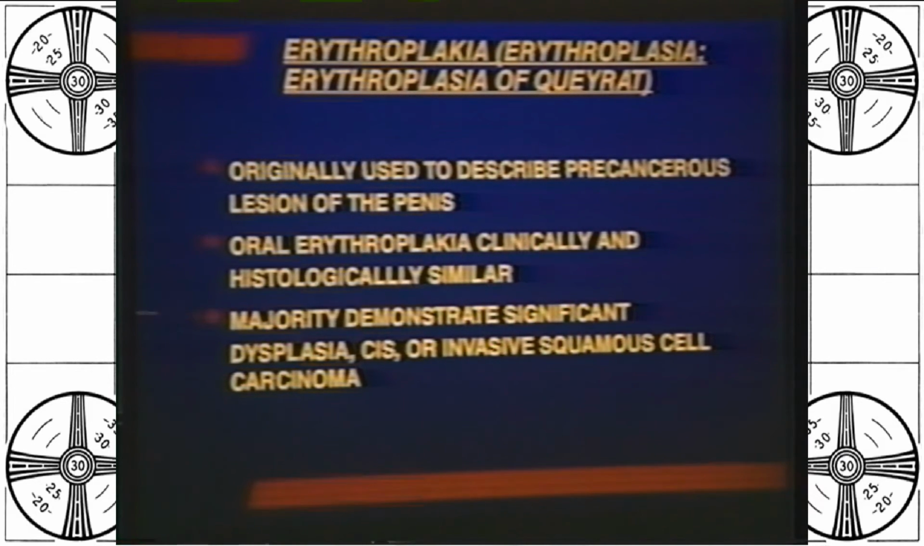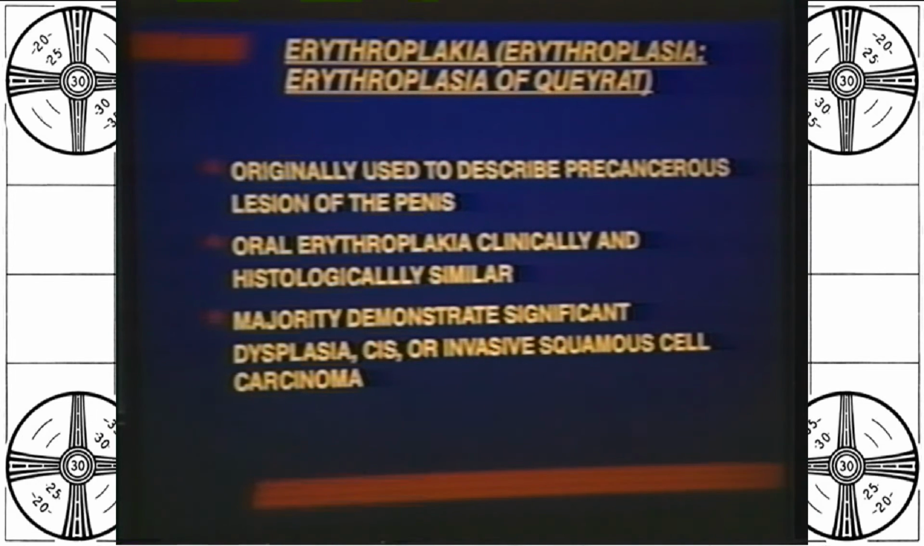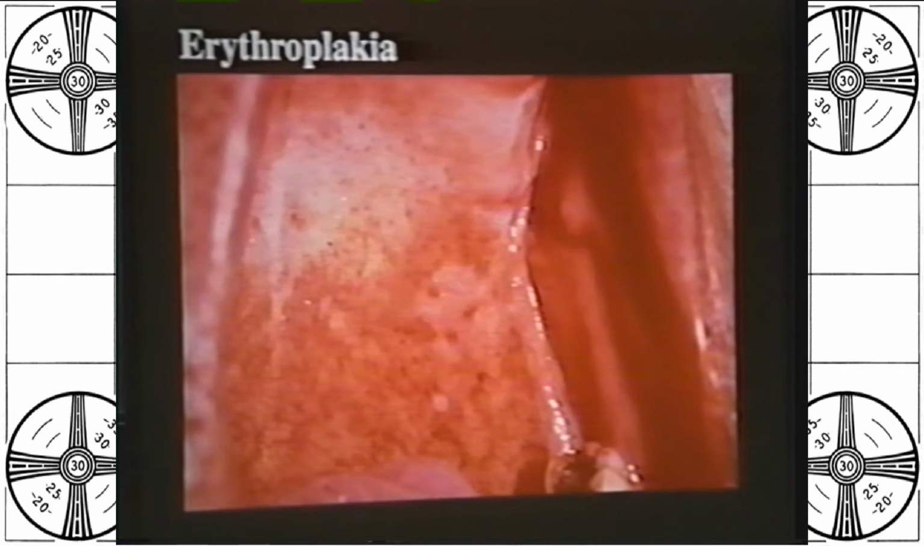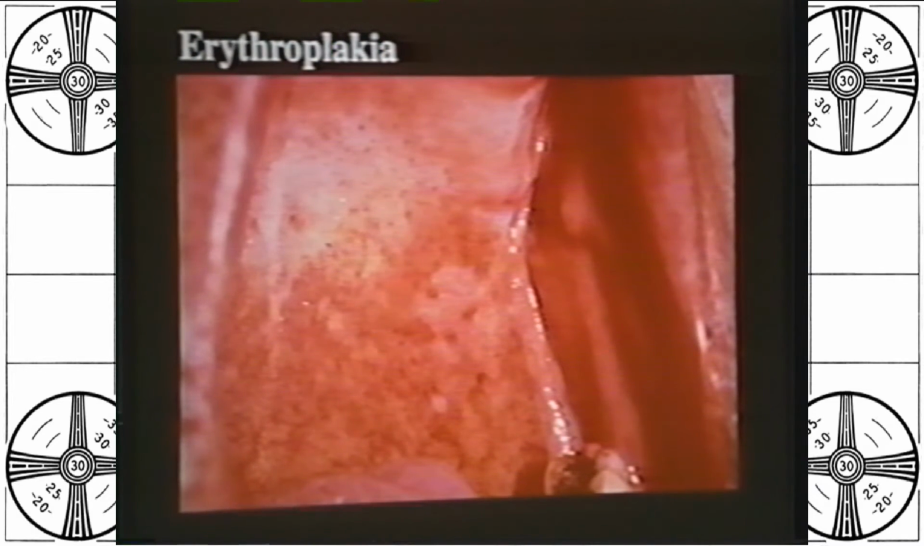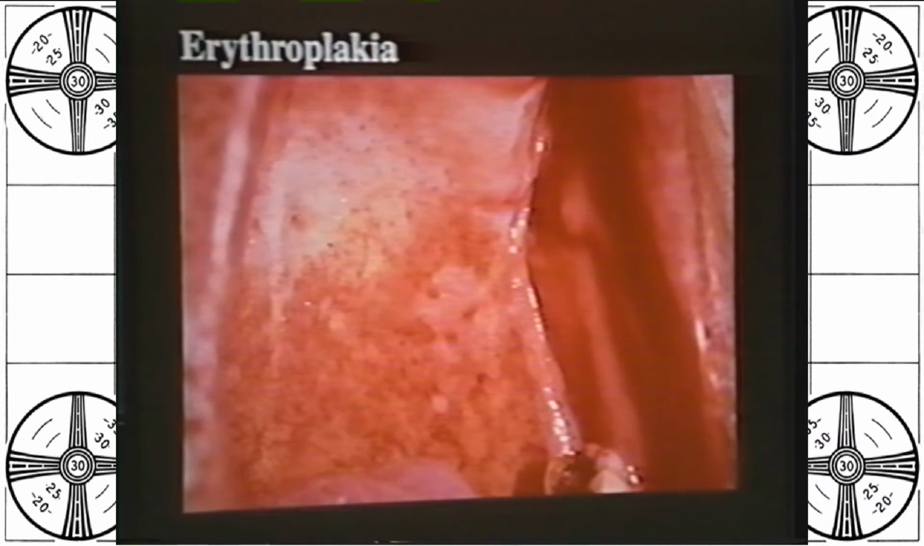So oral erythroplakia is clinically and histologically similar to erythroplasia of Queyrat. The majority, as I said, demonstrate significant dysplasia or progression to frank carcinoma in situ. Here we go now. These are the lesions that you don't want to mess with. As soon as you see this lesion, you start getting the scalpel ready, because this lesion means business, particularly if the patient's a smoker. Although, don't be lulled into complacency if the patient is a non-smoker.